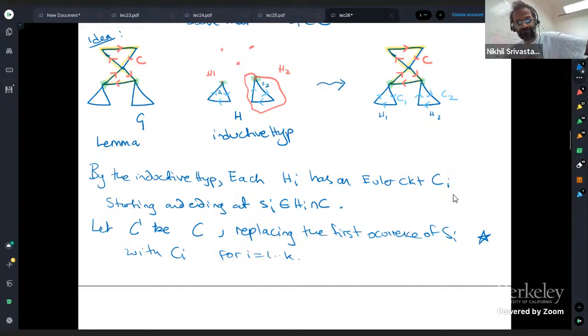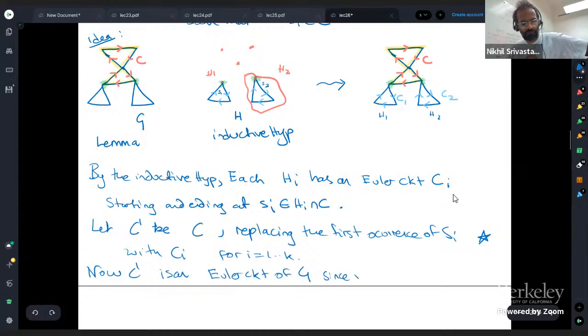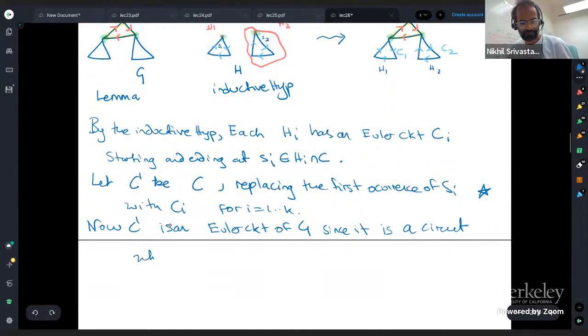And now this is an Euler circuit of the whole graph, because it uses every edge in H, and it also uses every edge in C. So it uses every edge in G. Well, since it's a circuit, first of all. Here I'm using this property of circuits, that if I take a circuit and I replace a vertex in it by another simple circuit with different edges, then I get another circuit, which uses every edge of G, which is H union H1 union up to Hk, exactly once.